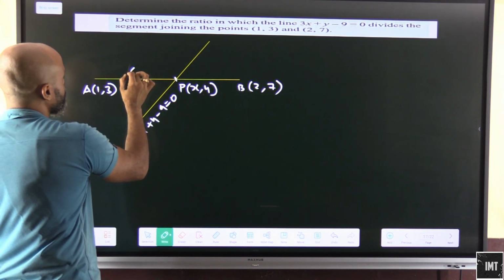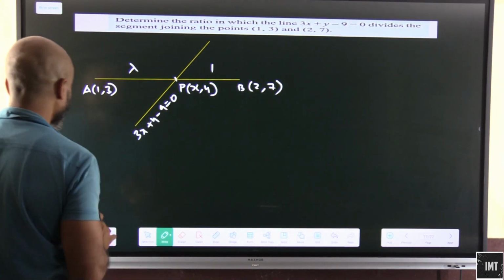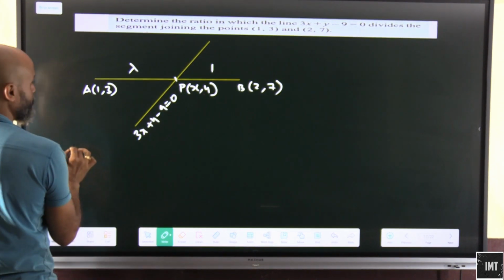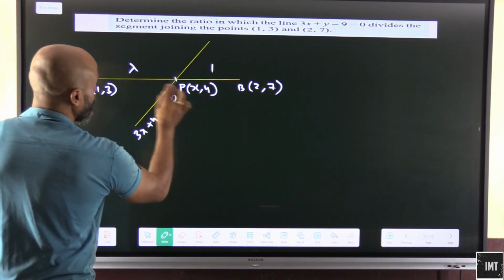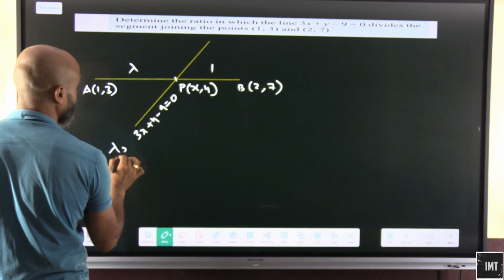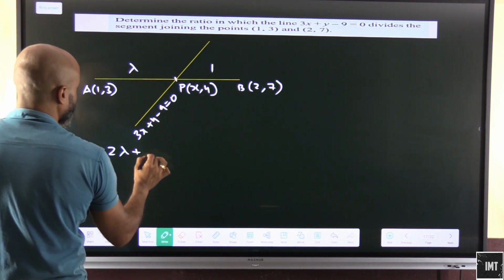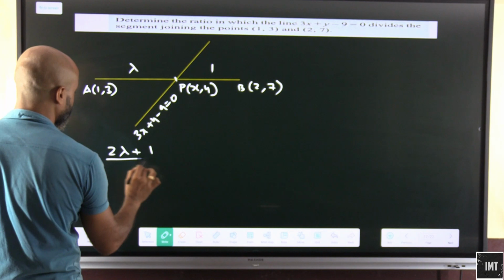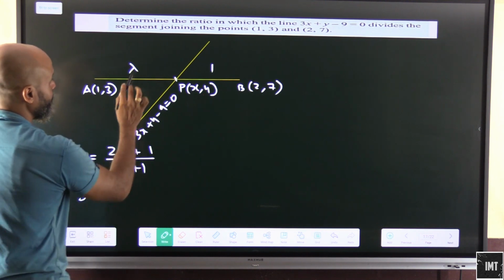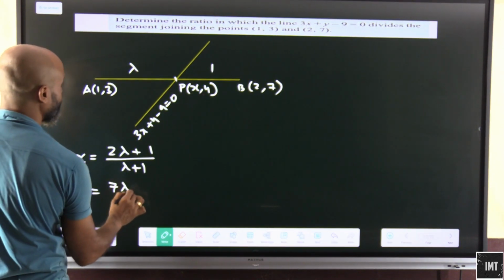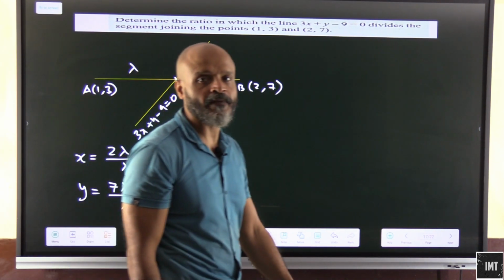So let's say the ratio is lambda is to 1. See, whenever we have unknown ratios, always consider this to be lambda is to 1. Okay, so in that case we will have x as equal to (m x2 plus n x1) upon (m plus n), that is 2 lambda plus 1 upon lambda plus 1. And in the similar way we will have y as 7 lambda plus 3 upon lambda plus 1. So these will be the coordinates of x and y.